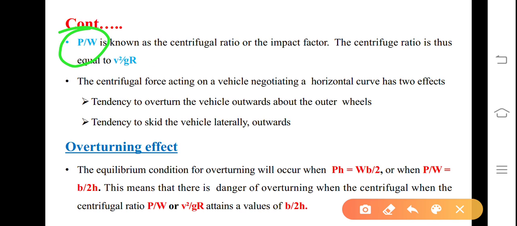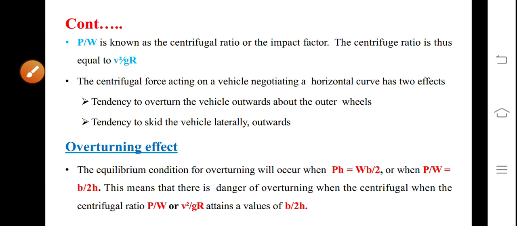The centrifugal force acting on a vehicle negotiating a horizontal curve has two effects. One, tendency to overturn the vehicle outwards about the outer wheels. Two, tendency to skid the vehicle laterally outwards. Overturning effect: the equilibrium condition for overturning will occur when Ph is equal to Wb by 2, or when P by W is equal to b by 2h. This means that there is a danger of overturning when the centrifugal ratio P by W, or V squared by gR, attains a value of b by 2h.